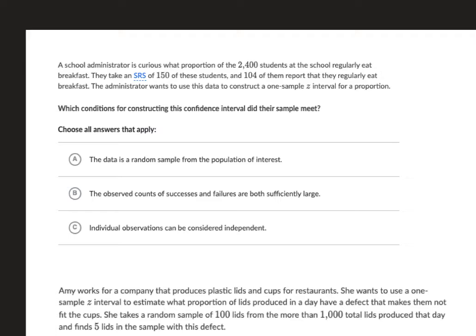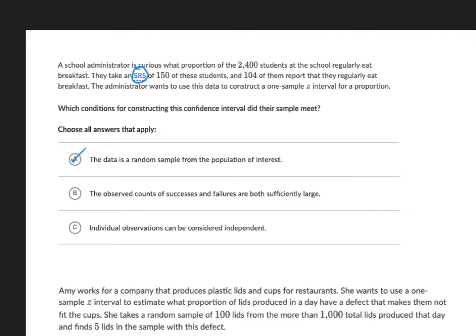So for this one, remember there's three conditions. The random condition, so it just has to state that it's randomly selected. In this problem, it does say SRS, so that condition is met. It is a random sample.